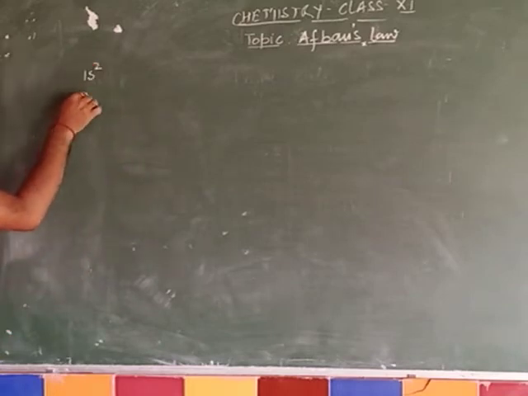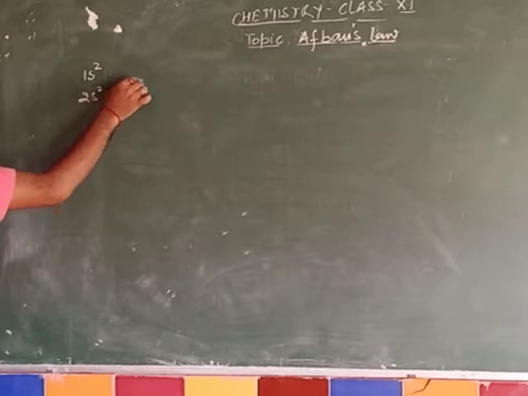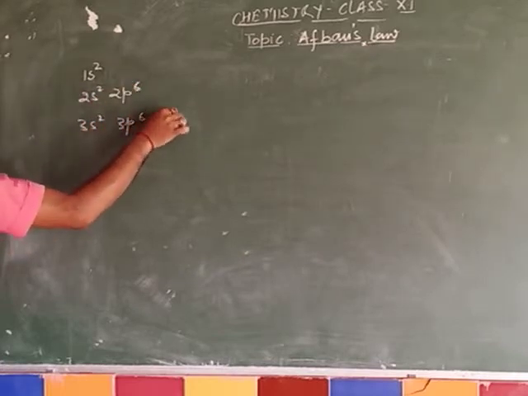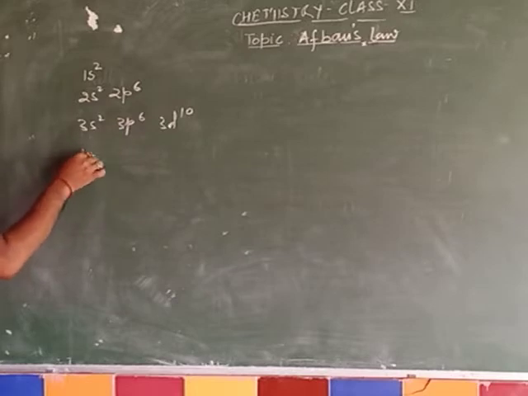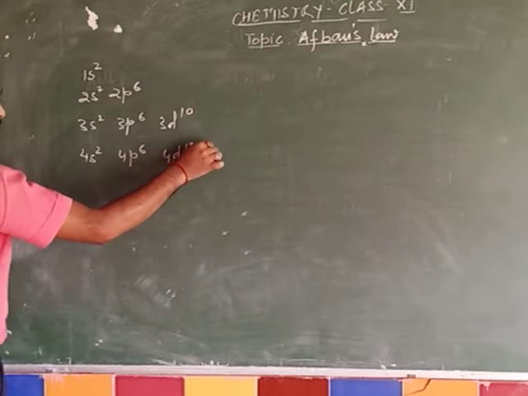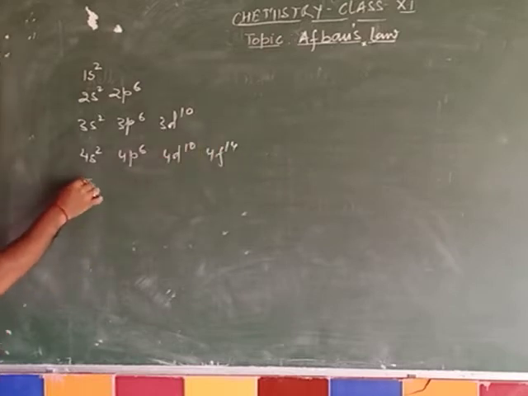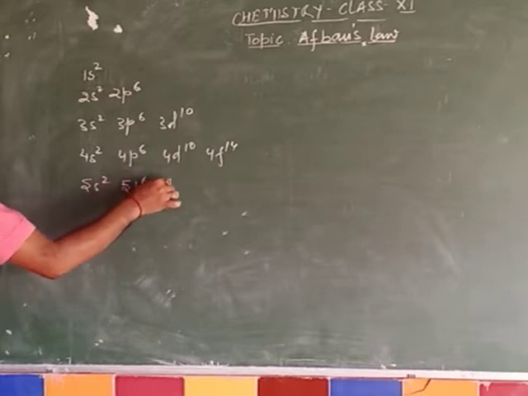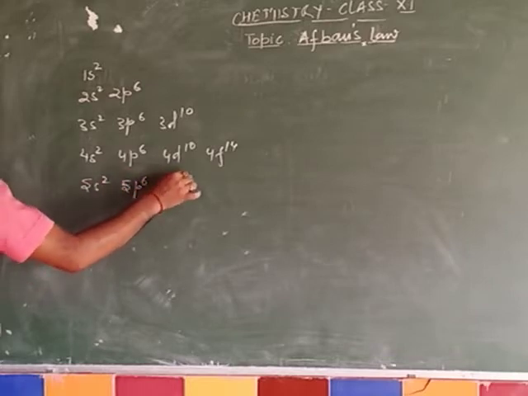You have to make a small chart like what I am doing here. You can see I am writing the shells with the respective subshells. These are the respective subshells. Fourth is having 4, fifth is having 5, but we are writing only 4.